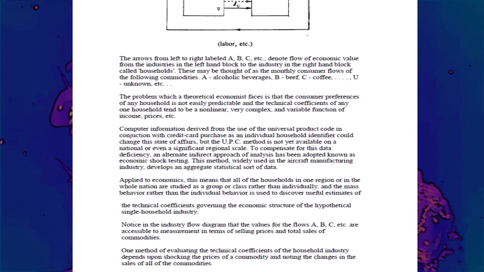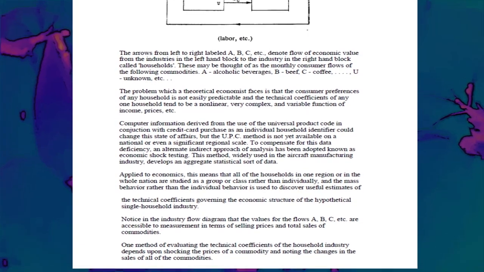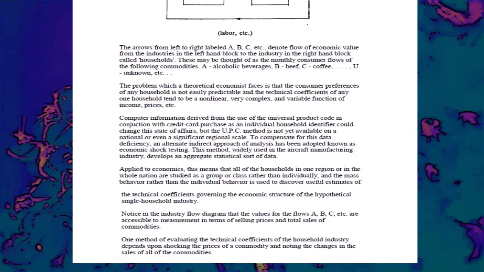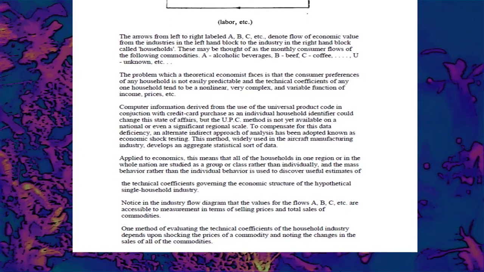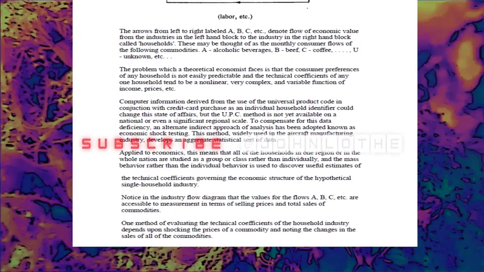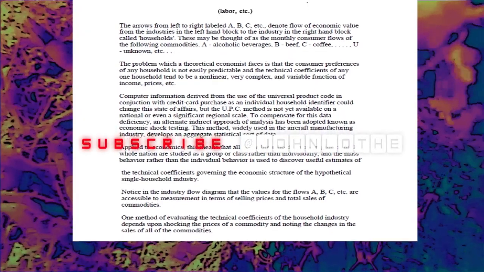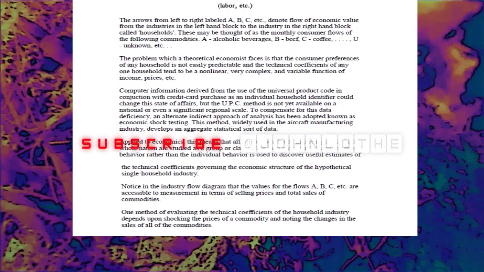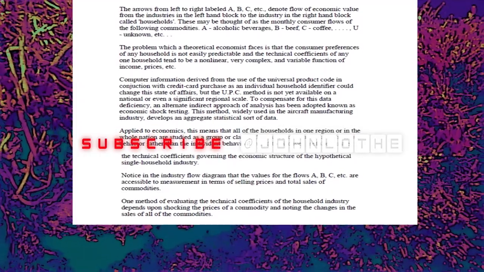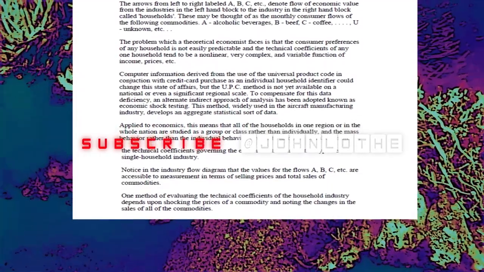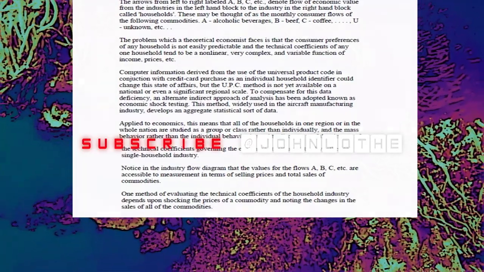Notice in the industry flow diagram that the values for the flows A, B, C, etc. are accessible to measurement in terms of selling prices and total sales of commodities. One method of evaluating the technical coefficients of the household industry depends on shocking the prices of a commodity and noting the changes in the sales of all the commodities.